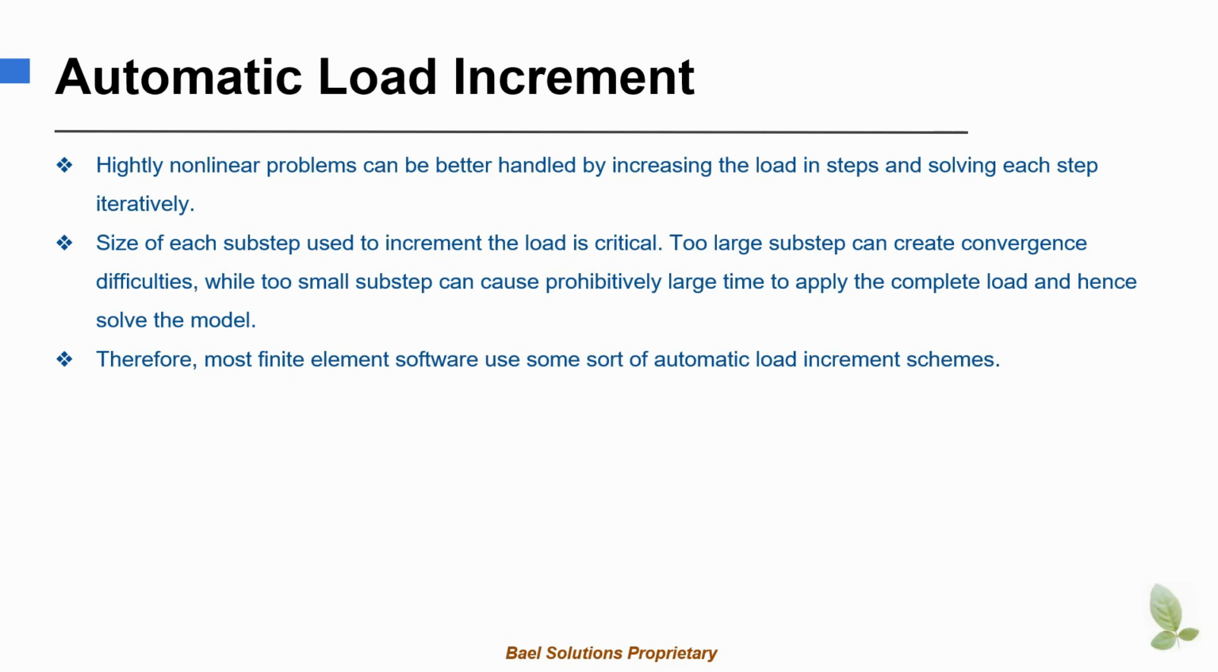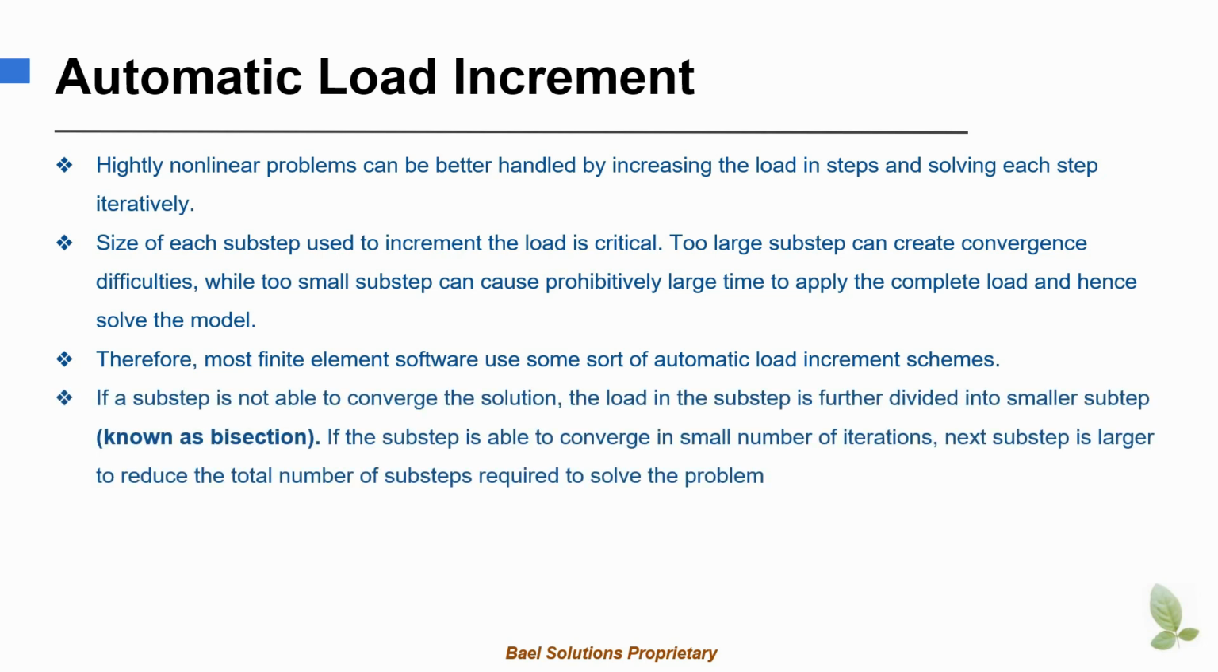In the automatic load increment, the software chooses some fraction of the total load on the structure. The nonlinear model is solved with a fraction of the load. If the model solves within a reasonable number of iterations, the load increment size, or load fraction, or the substep size, is increased. If the model does not solve, or takes a very large number of iterations to solve, the fractional load applied is further divided into smaller, incremental steps. This act of splitting the applied load increment further into smaller steps is known as a bisection.